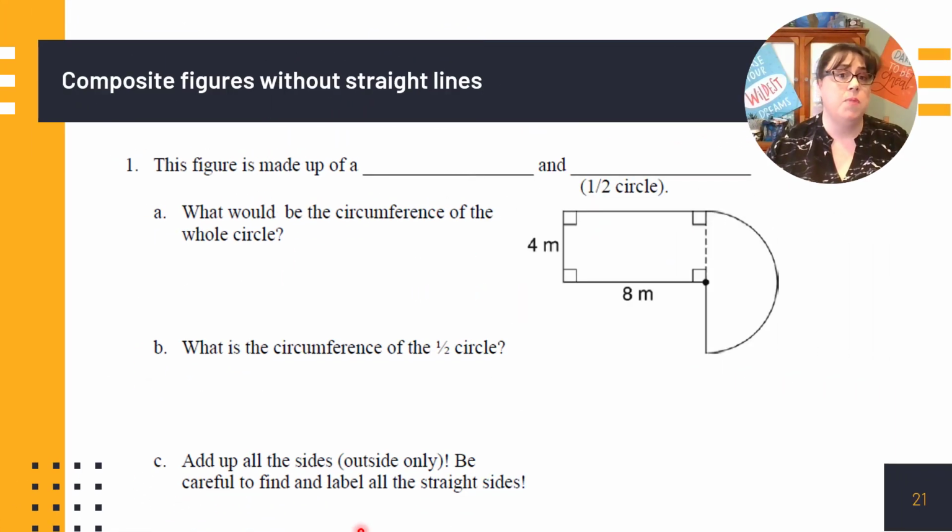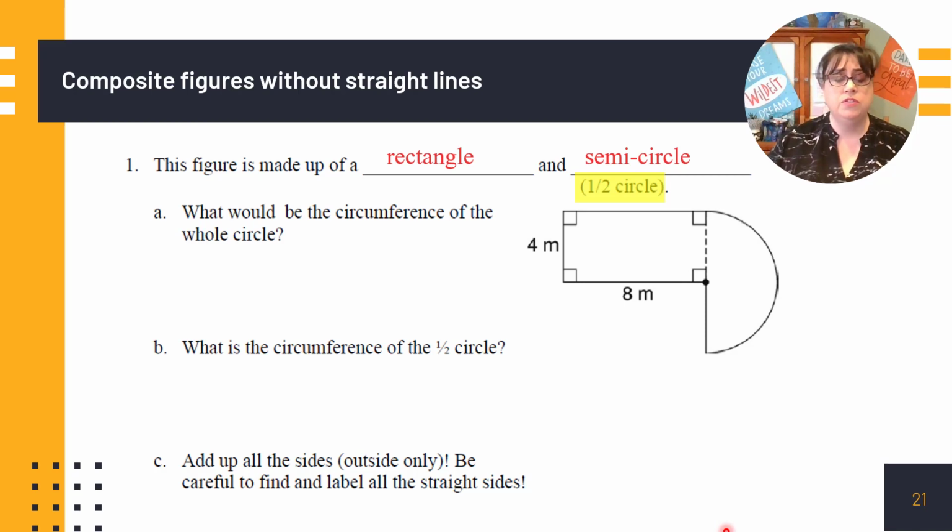So let's look at these composite figures without straight lines. If we look at this figure right here, it's made up of a rectangle and a semicircle. The rectangle, you should be able to see right here, is a 4 by 8. And then a semicircle is a half of a circle. And so you should see that half of a circle right here tagged onto it. So let's go through some of the different ways that we can find this. So part A, what would the circumference of the whole circle be?